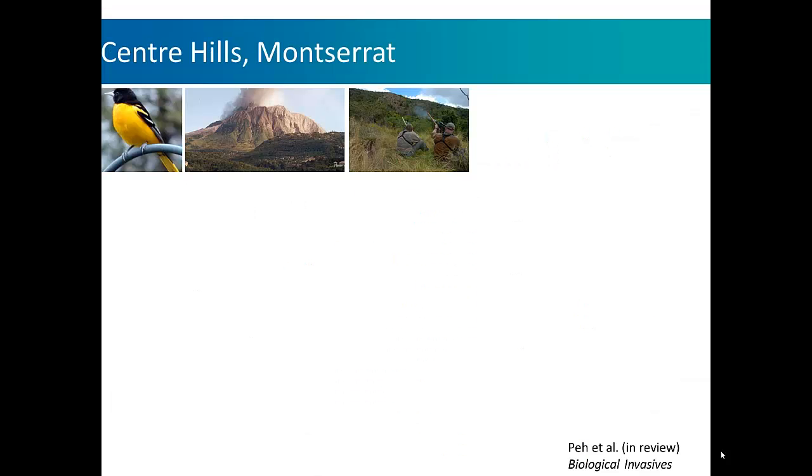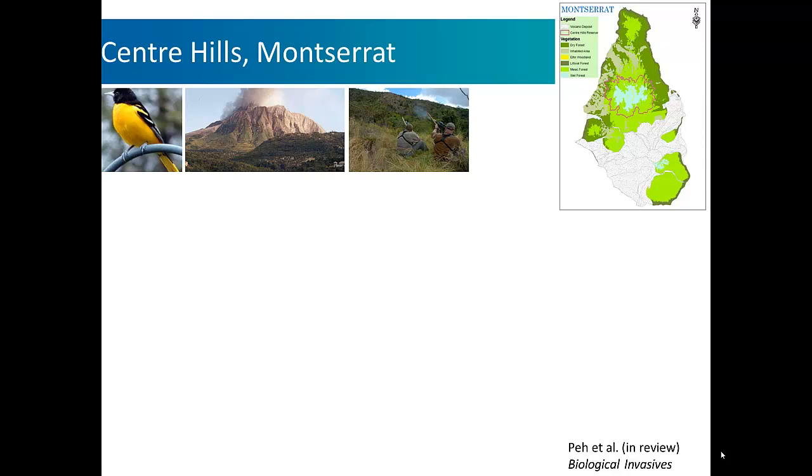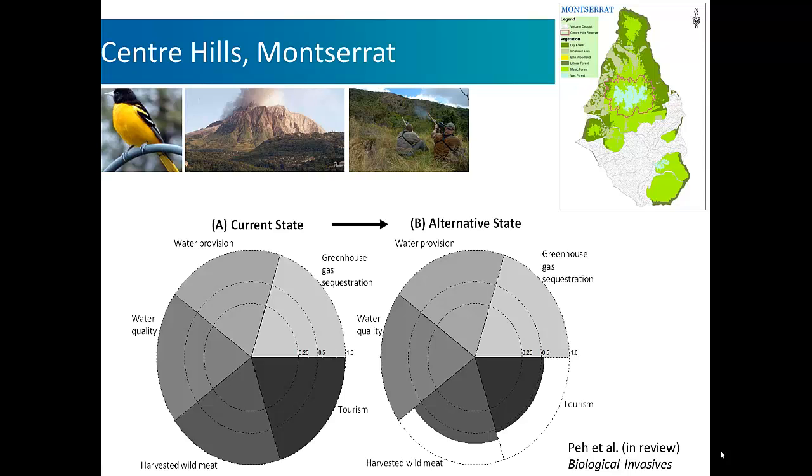So just a second example here is from Montserrat in the Caribbean. This is an island where they're trying to limit the impact of feral livestock on the habitat of the Central Hills Reserve, which is just north of the exclusion zone where the volcano erupted. And what we showed at this site is that currently, as a protected reserve and with the livestock management program in place, services are being delivered better than they would be delivered if the livestock was no longer being controlled.